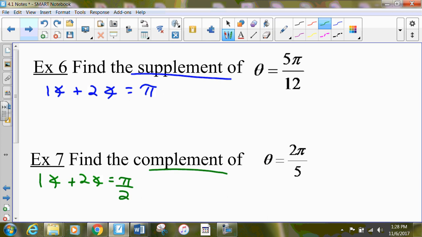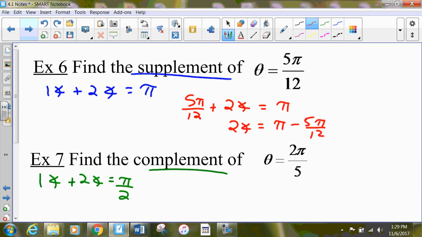Okay, so there's a lot of different ways you could do this problem. You could say they gave me 5 pi over 12. I don't know the second angle, but I know altogether they equal pi. To find the second angle, I'm going to say pi minus 5 pi over 12. Some people can skip that first part and just say, I know they add up to pi, so I'm going to take pi, subtract 5 pi over 12, and get my answer. But for those of you that wonder where pi minus 5 pi over 12 came from, now you know.